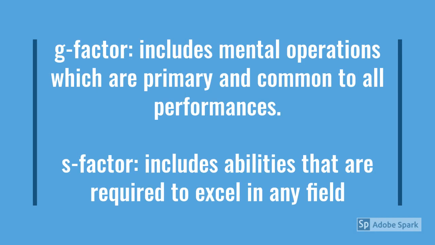According to Spearman, the G factor includes mental operations which are primary and common to all performances. For example, we all require certain mental operations to function normally in everyday life. The S factor, on the other hand, includes specific or special abilities that are required to excel in any field.